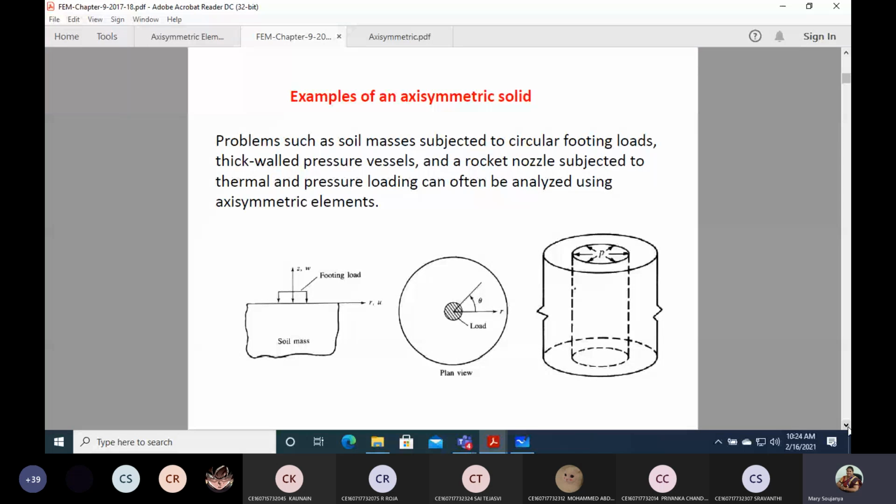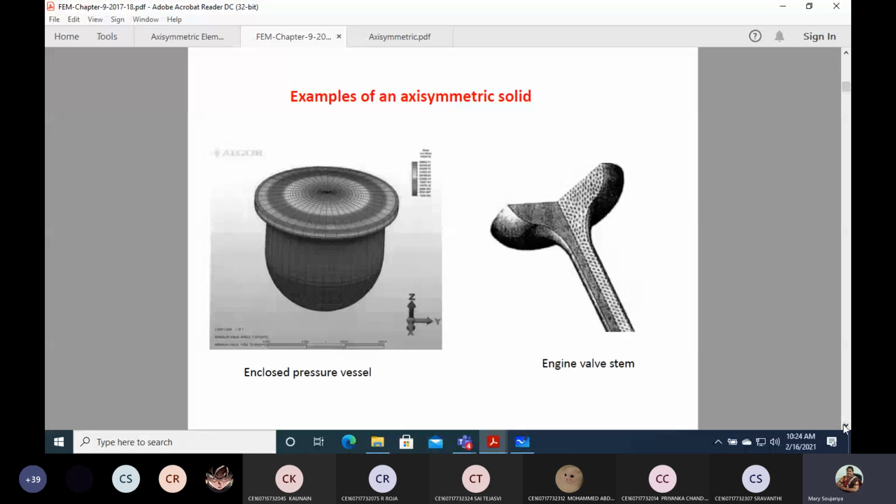It is the same as what we have seen for a CST element, but in 3D. Even if it is 3D now, the theta term is eliminated, so it again comes down to be a 2D element only. We are taking the 2D analysis into consideration, but it is not a 2D element ultimately. See, there are other examples for axisymmetric solids.